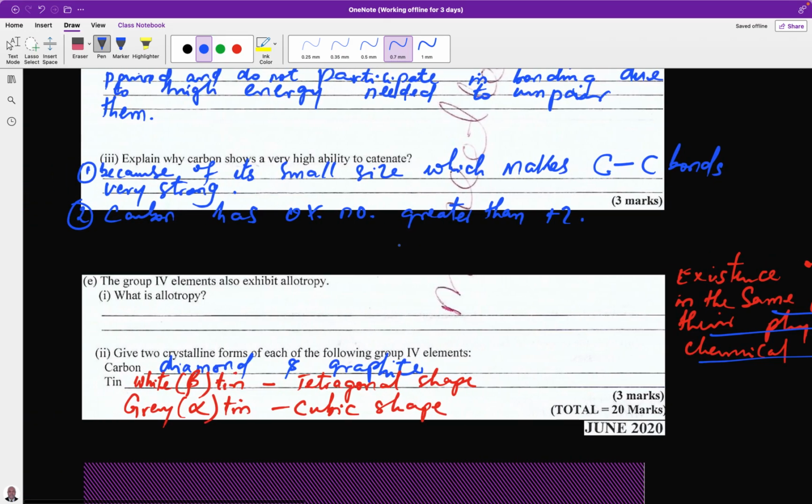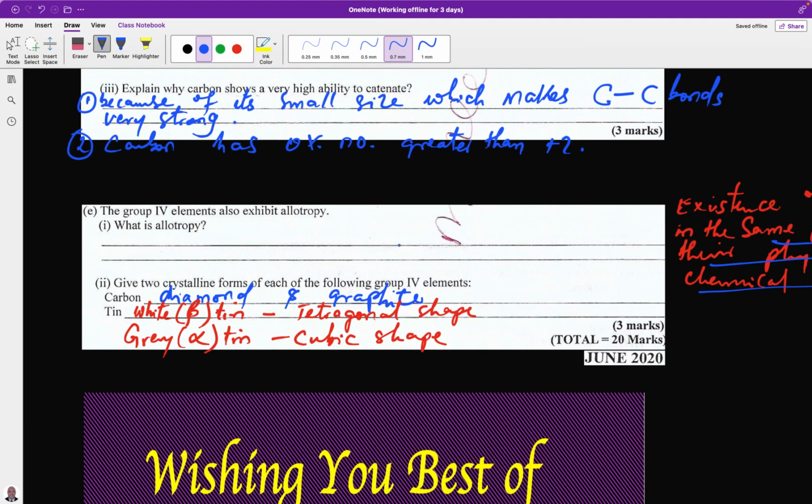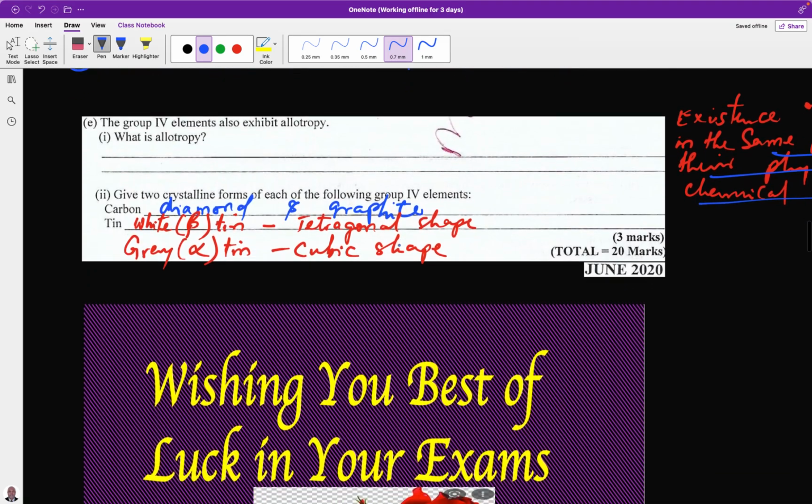Then we went further again to say, give 2 crystalline forms of each of the following: carbon, as we have said, diamond and graphite. Tin has 2. There's white tin and there is gray tin. You can either say there's white tin or there is gray tin, or you can say there is beta tin and alpha tin. These are 2 crystalline forms of tin. I think that is over.